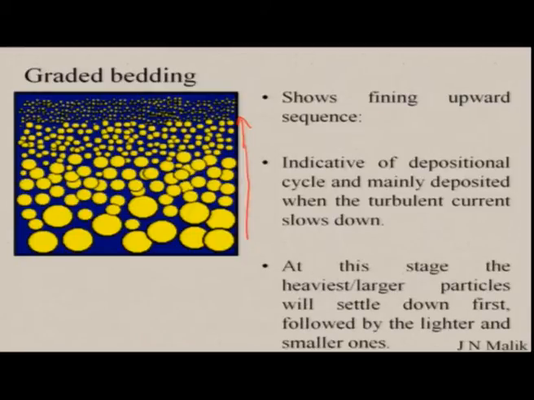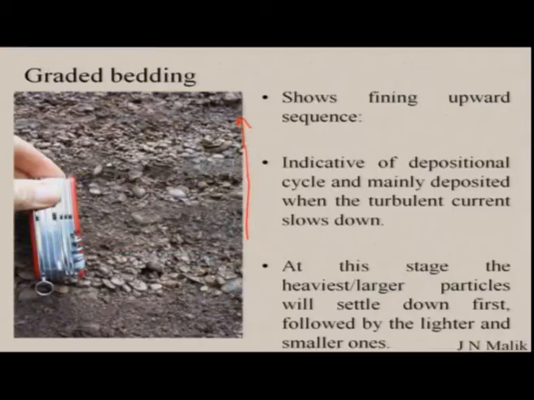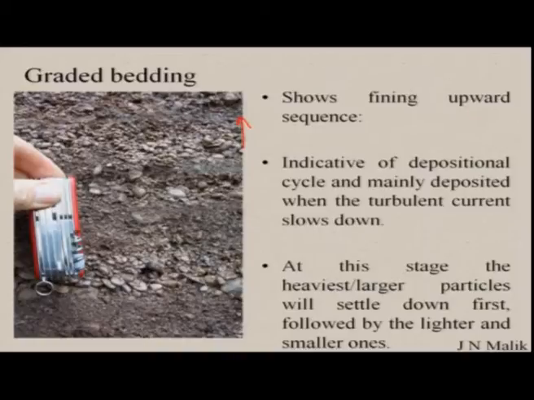At this stage, the heaviest or largest particles settle down fast, followed by the lighter and smaller ones on the surface. So we have the graded sequence here. If you look at this part, we have different cycles. One is coarser, then becomes finer. This is one, and then coarser and finer we have another cycle, and this one is the third.